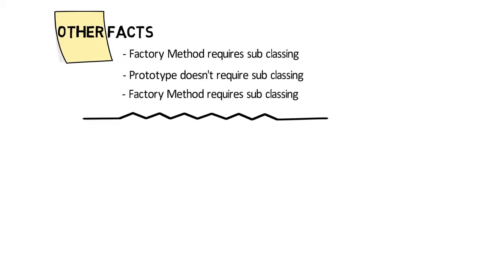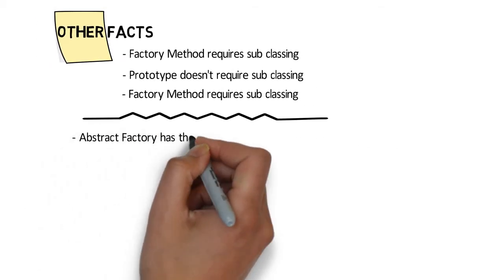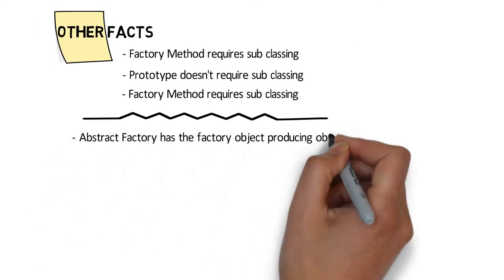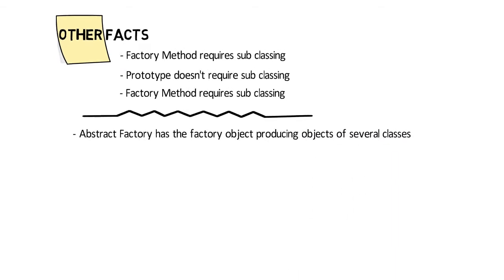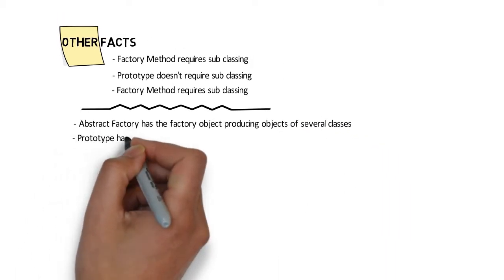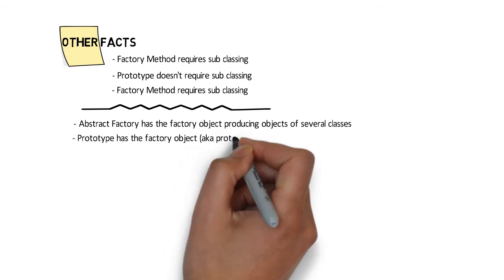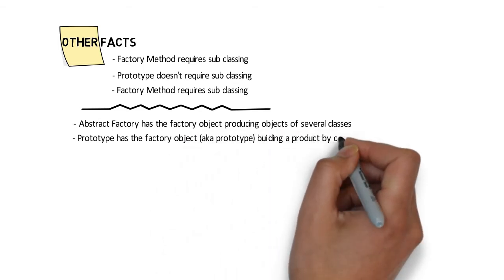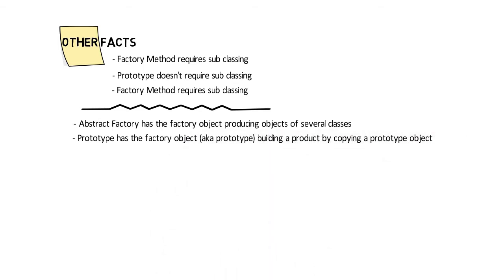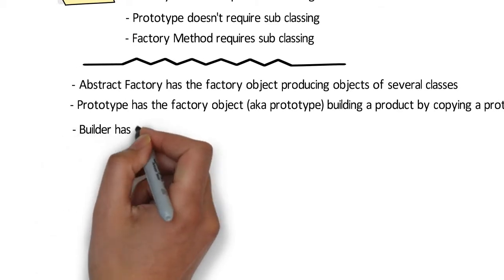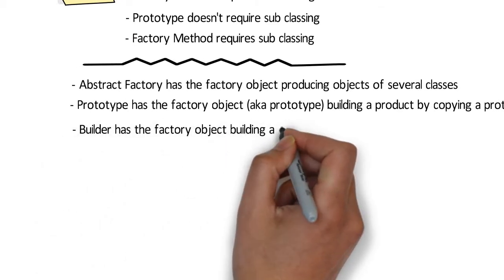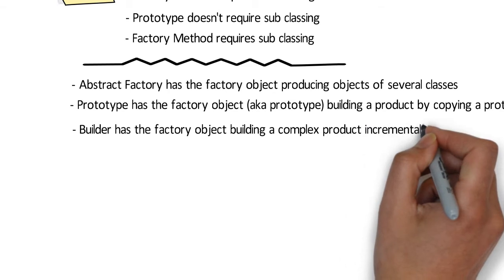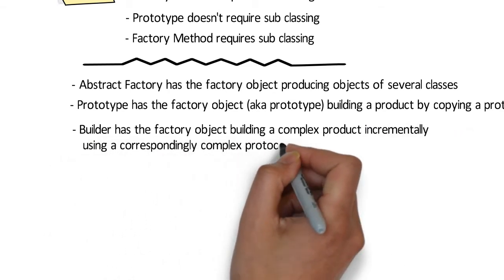The other factors are: the abstract factory has the factory object producing objects of several classes. The prototype has the factory object, a prototype, building a product by copying a prototype object. Now, the builder has the factory object building a complex product incrementally using some protocol.